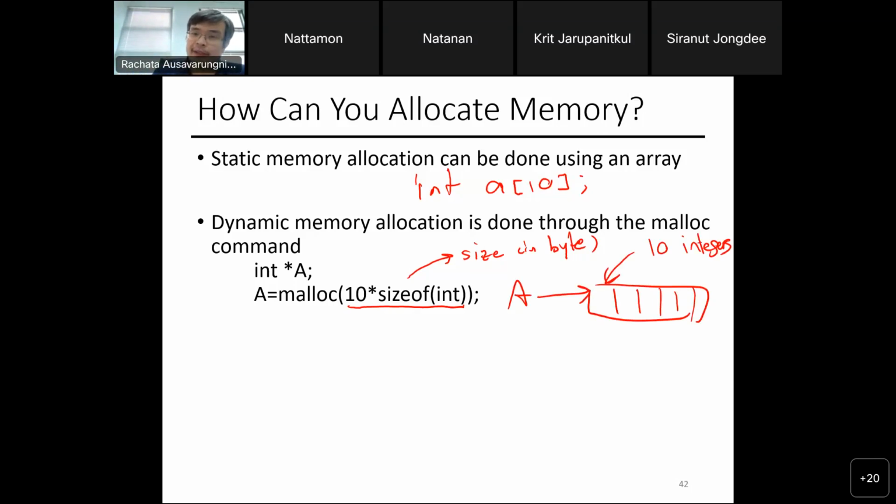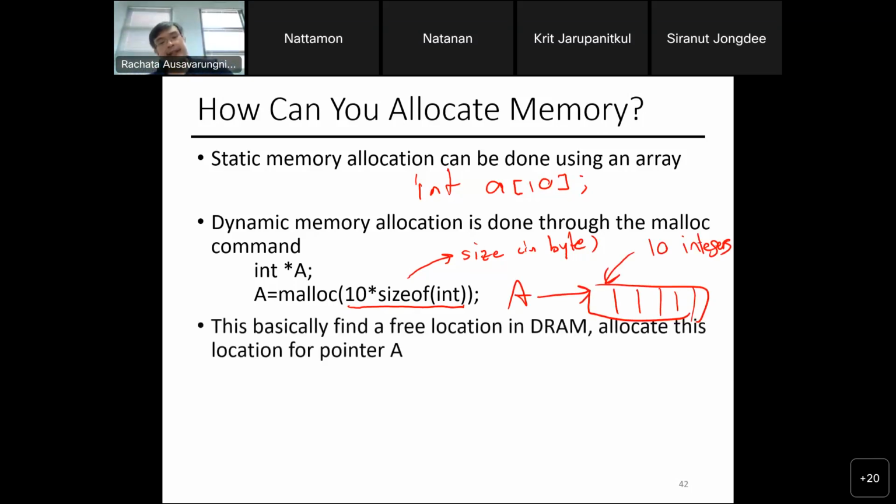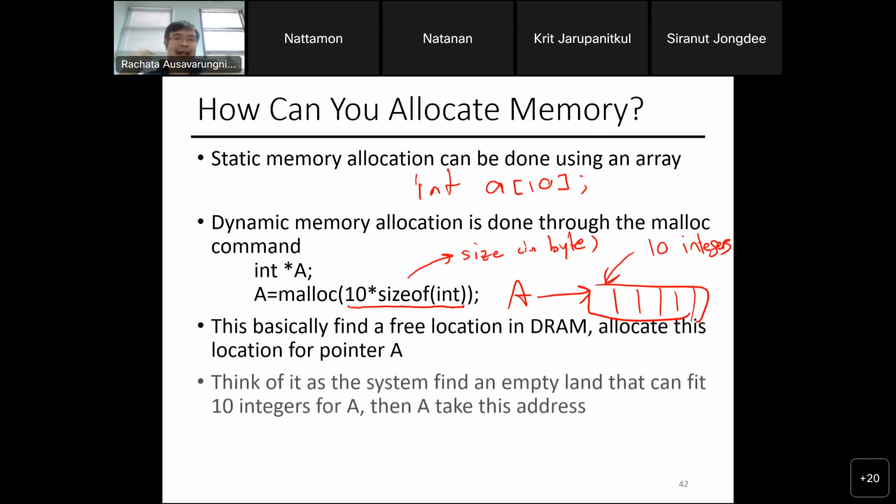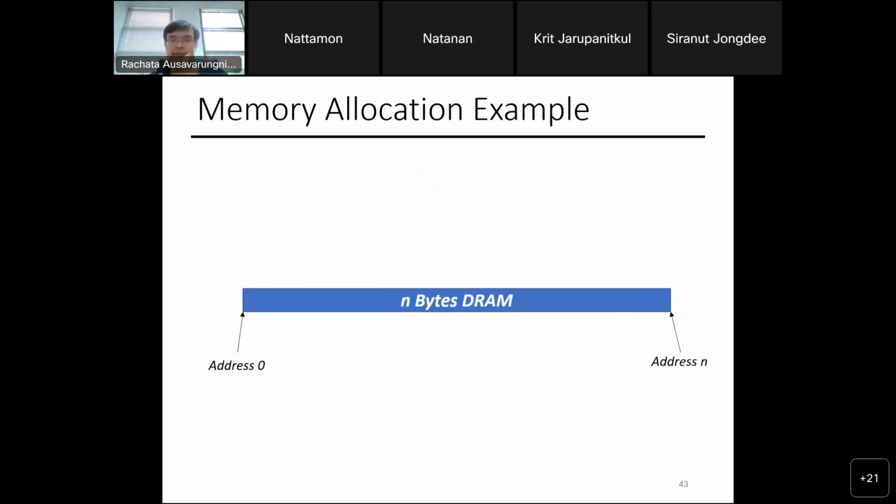So this command basically goes and finds a free location in DRAM and allocates it for pointer A. Think of it as the system going to find empty land that can fit 10 integers for A, then A would take this address. Here's an example that visualizes this process. Same example, you have n bytes of DRAM, and then I call x = malloc(sizeof(int) * 3).